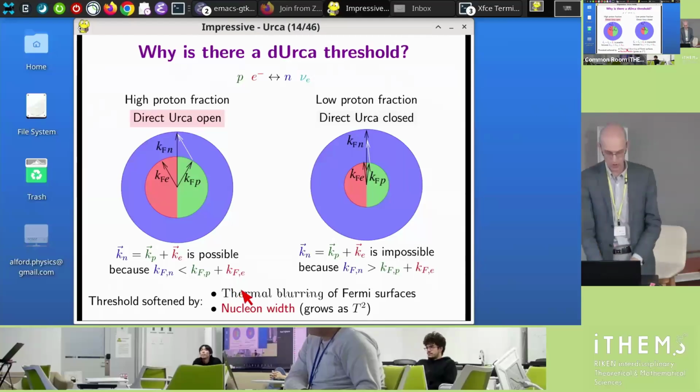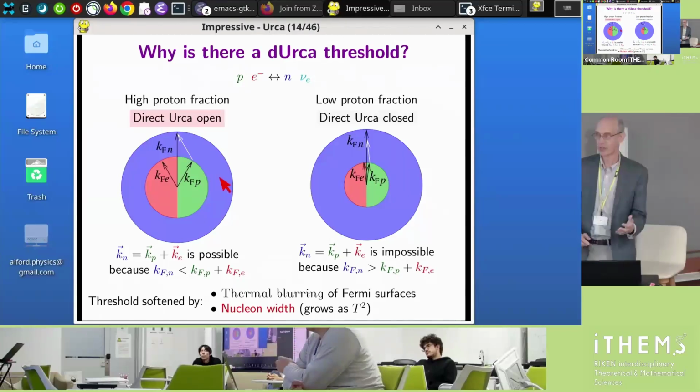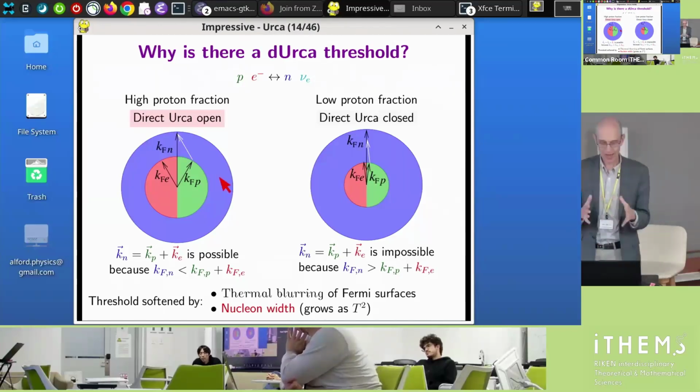One of them is thermal blurring. Remember, as you turn up the temperature, these Fermi surfaces get blurred, and then you have a contribution, but it's suppressed by e to the minus some energy over temperature, right? The Fermi-Dirac distribution is slightly blurred, but it dies off very quickly.